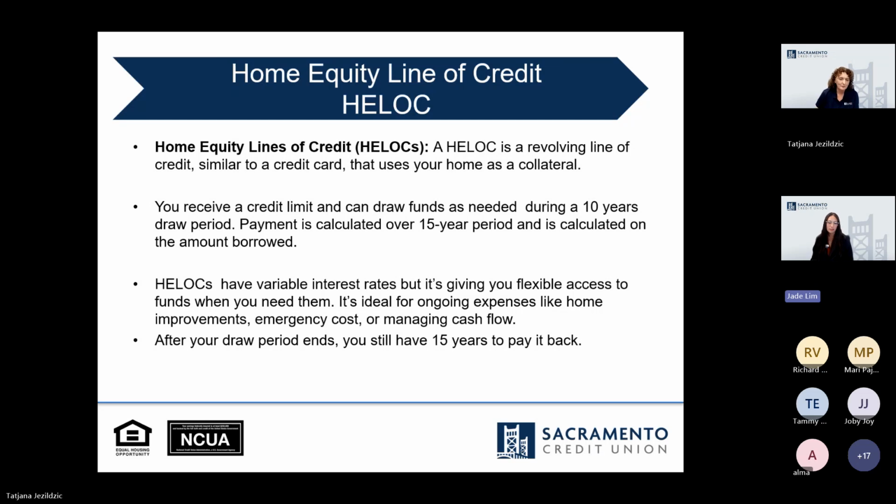So can you draw the max of 100,000 for 10 years, then start paying after 10 years for 15 years, or can you start paying as you borrow? You start paying as you borrow, and that's what's really good about a home equity line of credit: you borrow when you need it and you pay it as you want. So you do have monthly payments. As soon as you have a balance, you start making payments, but it's calculated on the amount you borrowed. So if your line is 100,000 and you only use 20, your payment is calculated on 20,000 over 15 years.